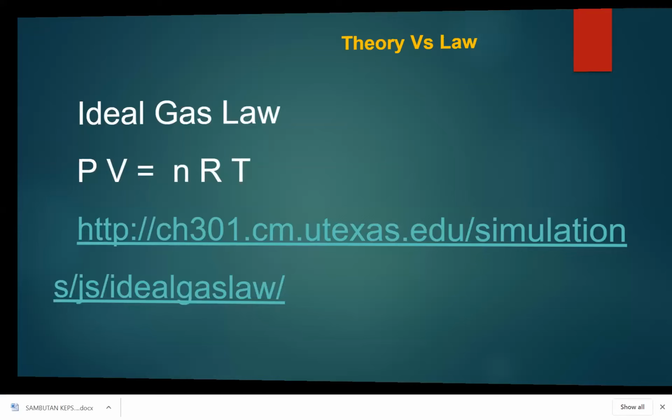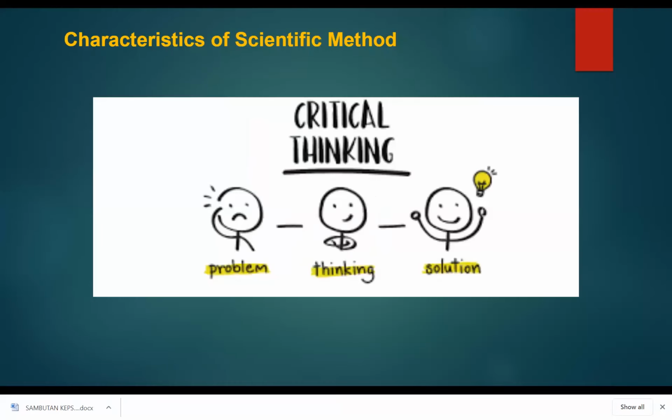The second part of the lesson is about the characteristics of the scientific method. It is still related with the scientific method. When we are doing scientific research and we are following the scientific method steps, then there must be some characteristics or properties of doing research that we have to know and follow. The first one is critical thinking. So when you are doing your scientific research, you have to think critically.